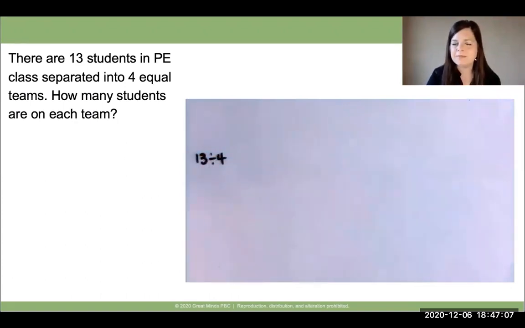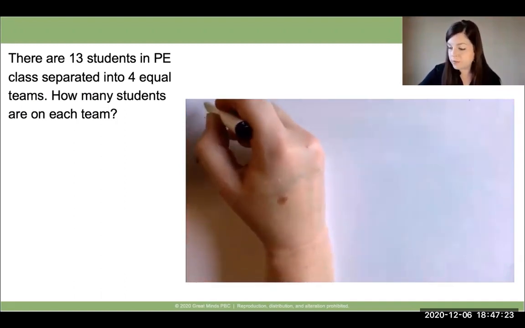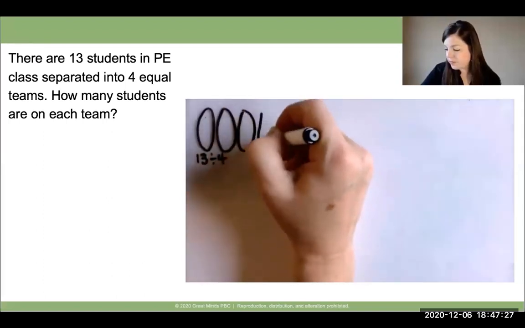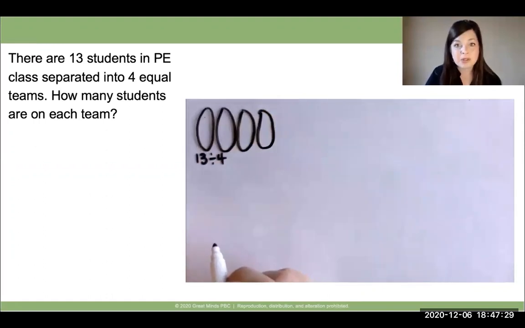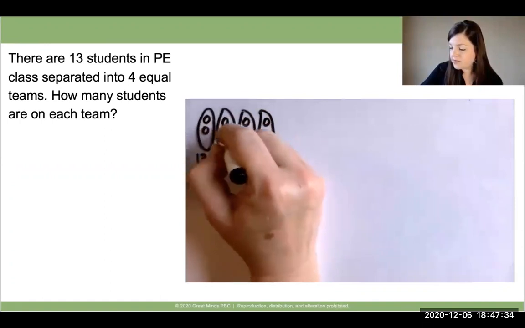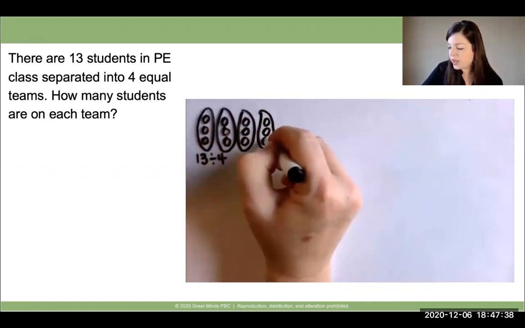Now you may be thinking, wait a minute. When we divide, we need equal groups, and 13 isn't going to divide equally into 4 groups. Let's draw an array to show what we're talking about. We know we have 13 students and we need 4 equal teams. So here are 4 teams. And now let's put the students on the teams. 1, 2, 3, 4, 5, 6, 7, 8, 9, 10, 11, 12.